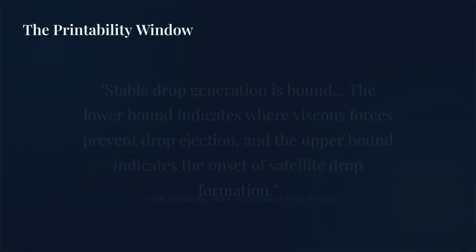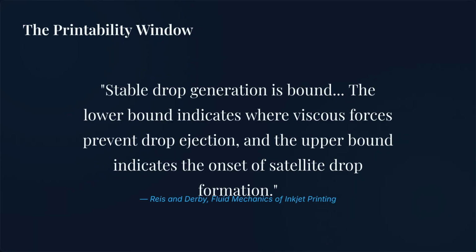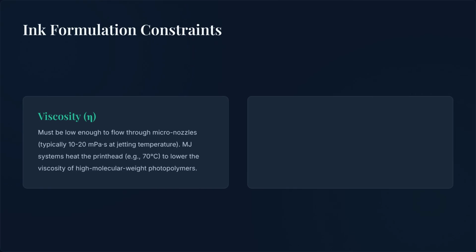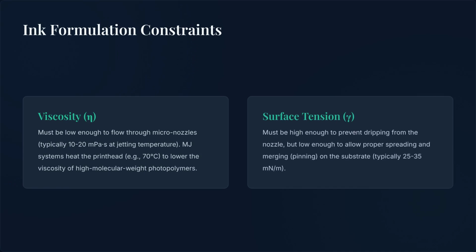As noted in the literature, stable drop generation is bound by fluid mechanics, where the lower limit is determined by viscous forces preventing ejection, and the upper limit marks the onset of satellite drops. Ink formulation must balance viscosity and surface tension. Viscosity must be low enough for micronozzle flow, often achieved by heating, while surface tension must be high enough to prevent nozzle dripping, but low enough to ensure proper substrate spreading.